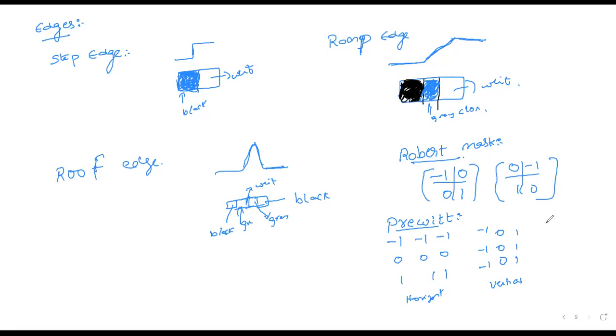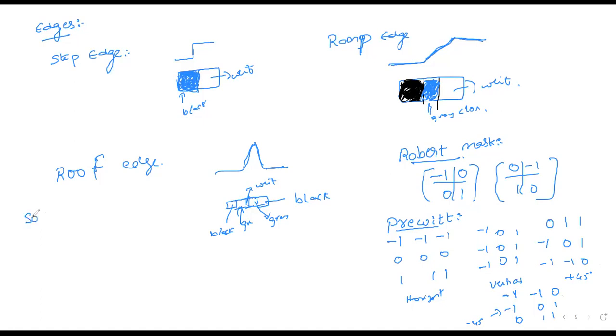Next, +45: 0 1 1, -1 0 1, -1 -1 0. This is +45. Next, -45: -1 -1 0, -1 0 1, 0 1 1. This is -45. This is the Prewitt mask.